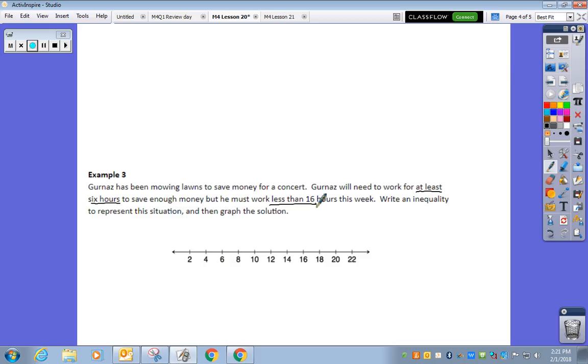Okay, so we can use G for Gurnaz. He has to work at least 6 hours. If you recall, at least means 6 or more, so that would be greater than or equal to 6. But he also must work less than 16, so less than does not include 16. So Gurnaz, less than 16. So once again, I'm going to put my variable down. I'll put the smaller of the two numbers to the left, the larger of the two numbers to the right.